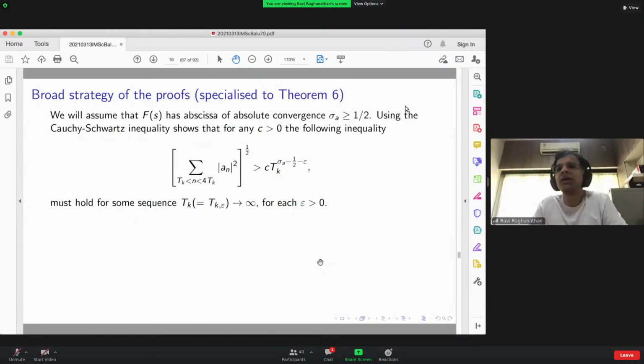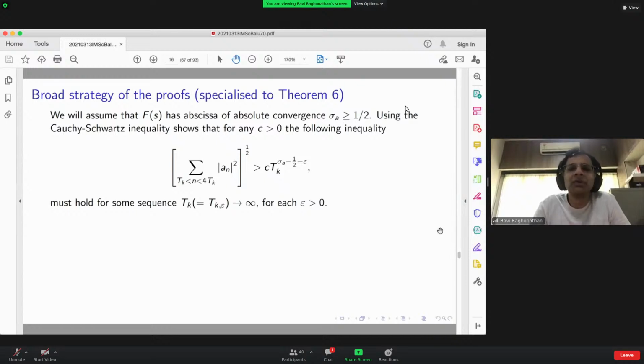Okay, so I will very briefly say what the broad strategy of the proof is. One uses similar techniques for theorem 7 also, but I will stick to theorem 6, which is the case where 1 is less than D is less than 2.